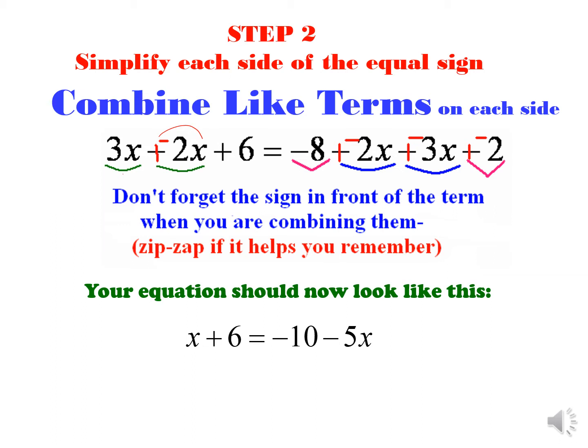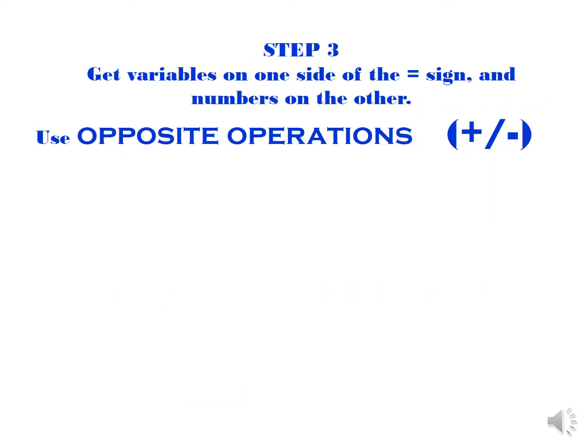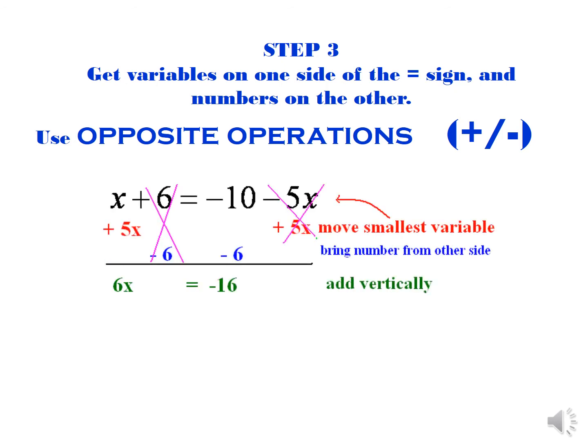1x plus 6 and negative 10 minus 5x. Okay, does order matter? No, not on the side it doesn't matter. So I could have negative 5x minus 10 as well. Are we done then? Not yet. We don't have x equals. Get variables on one side of the equal sign and numbers on the other. I'm going to use opposite operations.